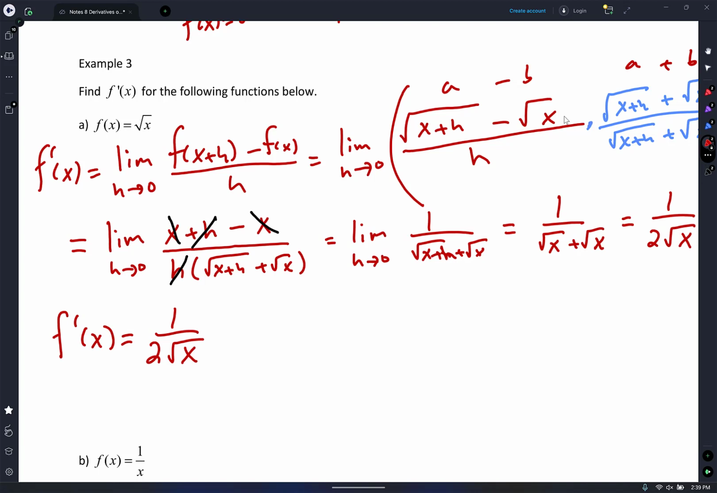Oh, h is approaching 0, so I can do direct substitution. So x plus 0 is just x.